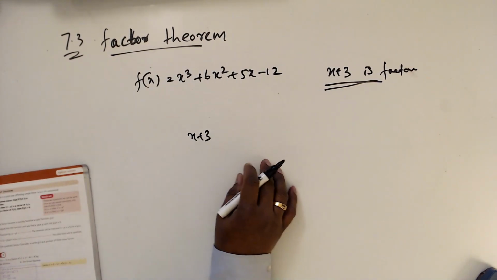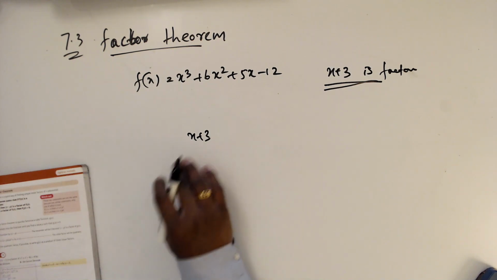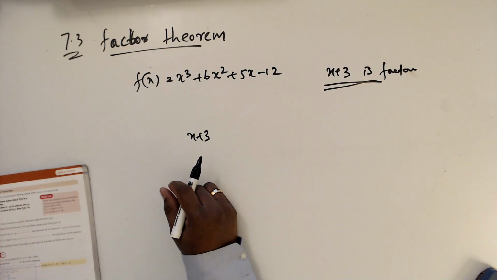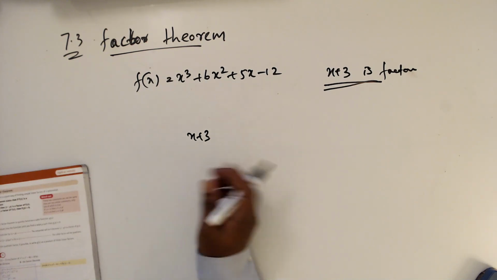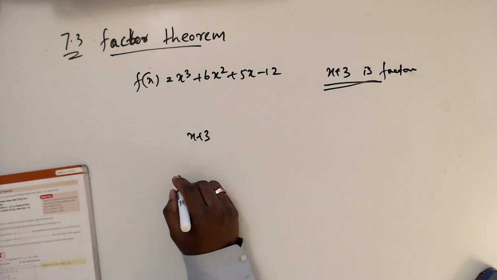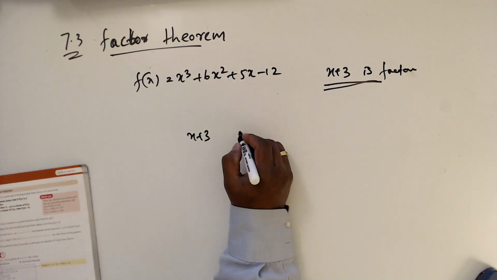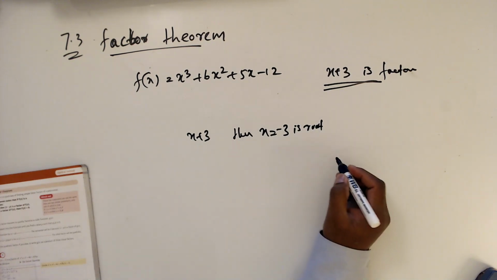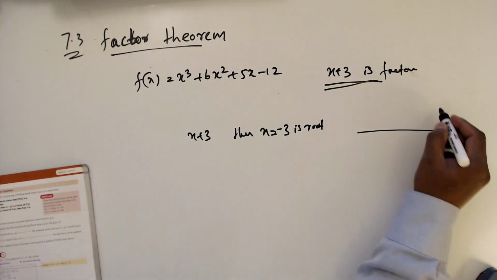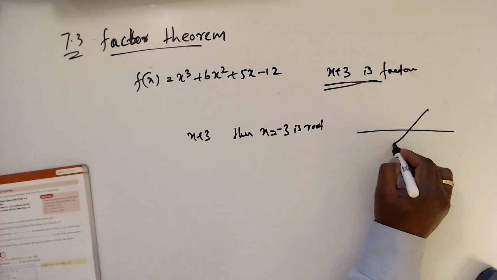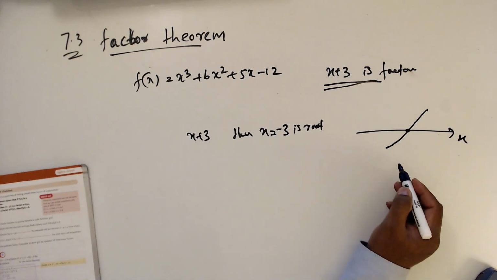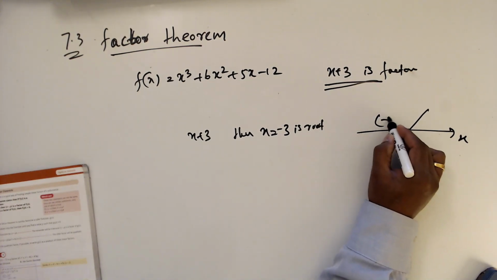Now, I will ask, x plus 3 is a factor. Then what is the information you can gain? What data you can gain from this? It means x equal minus 3 is a root. What is the meaning of that? This is a curve f(x). This f(x) crosses the x-axis, and this value is minus 3.